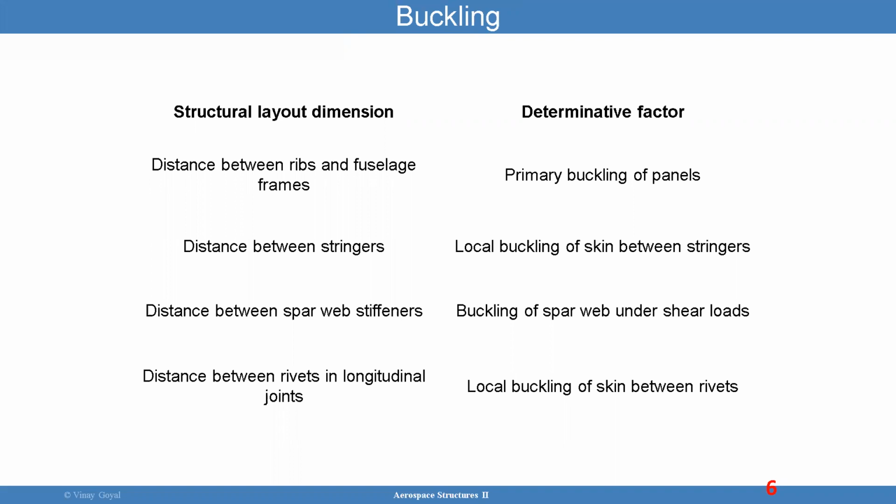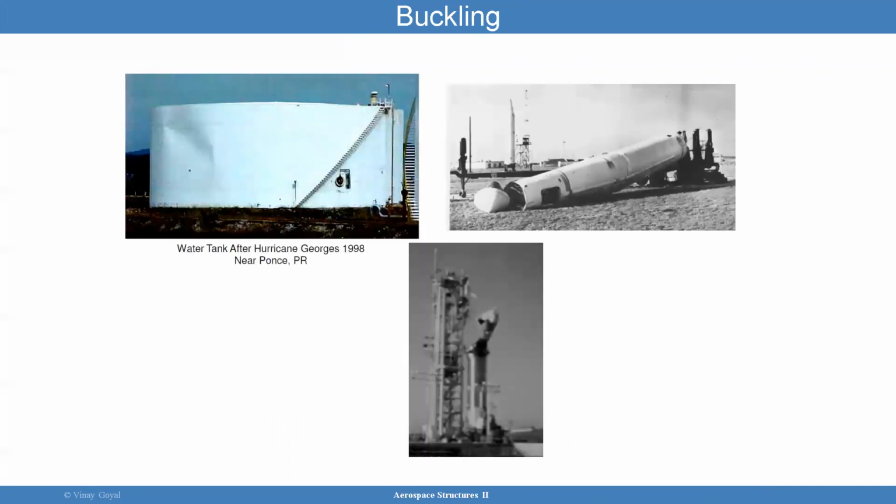So in buckling, you're going to have a particular structural layout dimension and things that drive it. For example, in an aircraft design, I will have the distance between the ribs and the fuselage frames. What's going to drive it there is the primary buckling of the panels. If you have distance between stringers, then local buckling of skin between stringers is the driving factor. Distance between spar web stiffeners will be buckling of the spar web under shear loads, and distance between rivets in longitudinal joints in an aircraft application will be driving the local buckling of skin between rivets. So very interesting there.